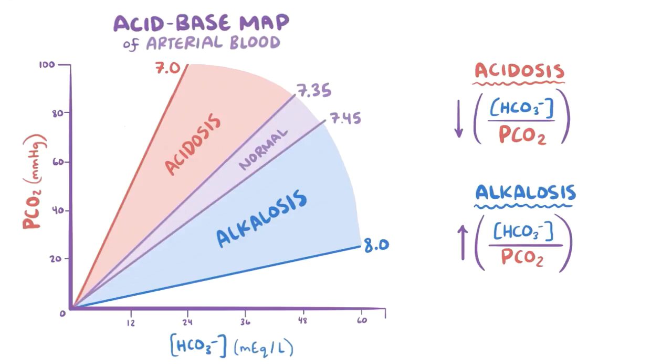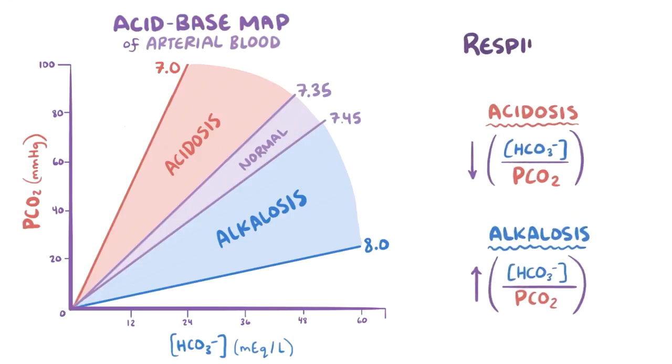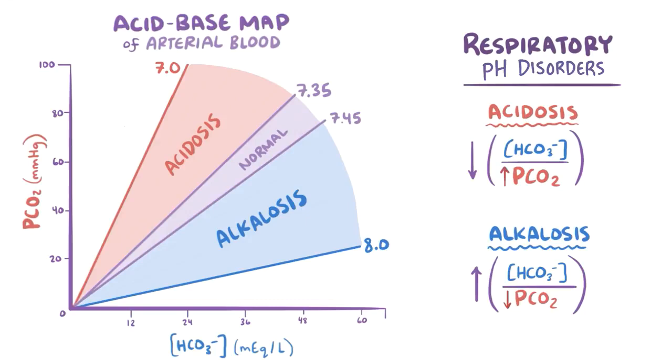Acidosis and alkalosis can be classified according to their root cause, as being either respiratory or metabolic. Respiratory pH disorders result from some problem with the respiratory system, and it results in a partial pressure of carbon dioxide value that's too low or too high.